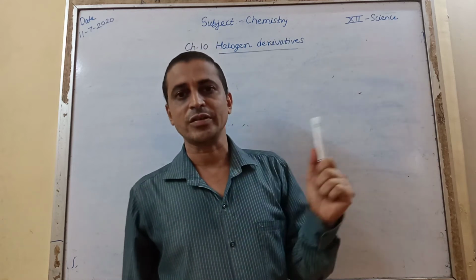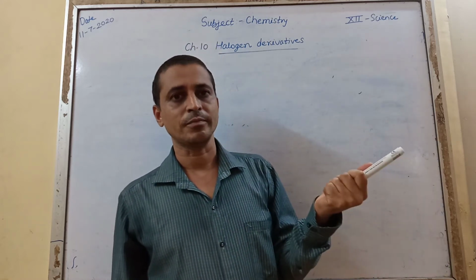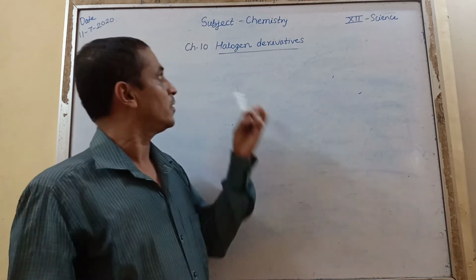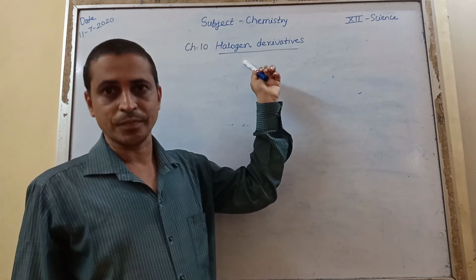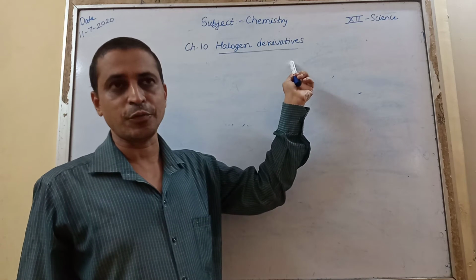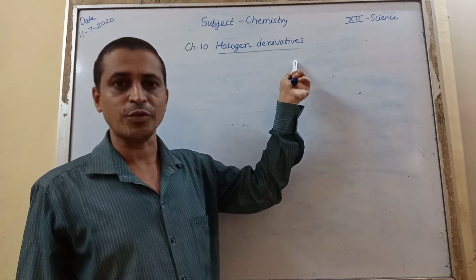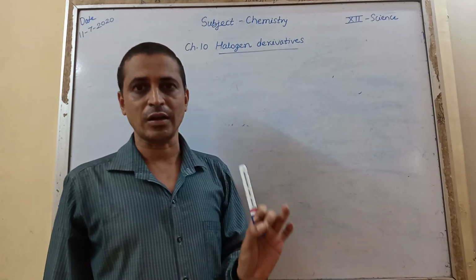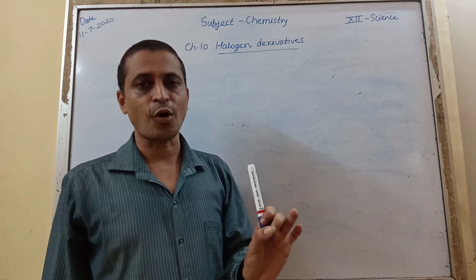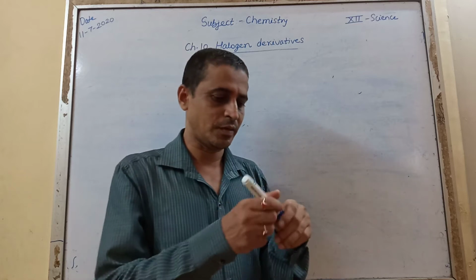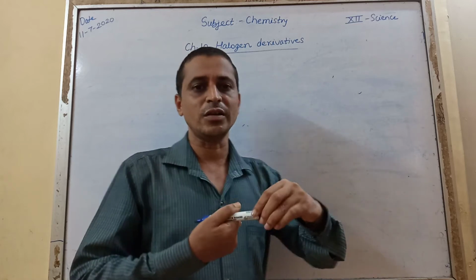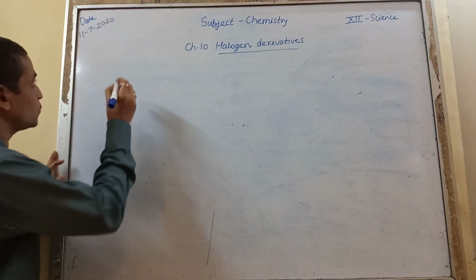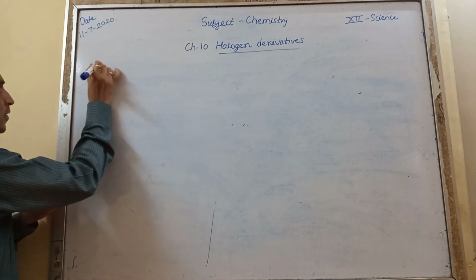Now in the previous lectures we have studied the introduction of halogen derivative, then classification of halogen derivative as well as nomenclature of halogen derivative. Today we are going to study the preparation of alkyl halide from alcohol. But before going to study preparation of alkyl halide, you must know two points.